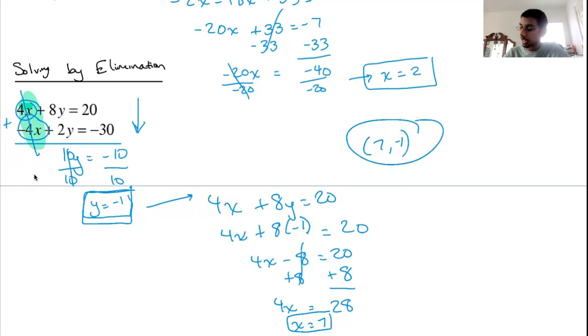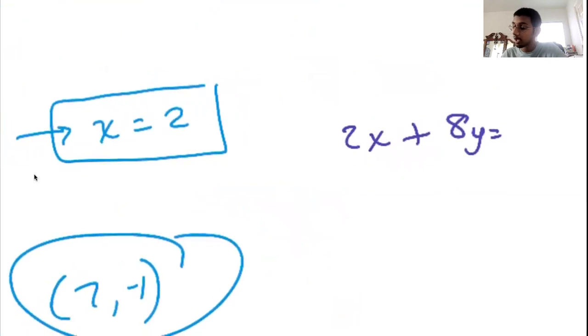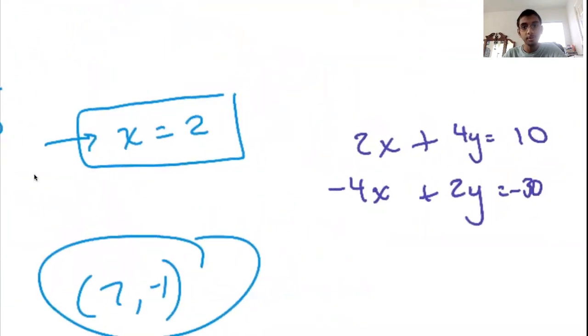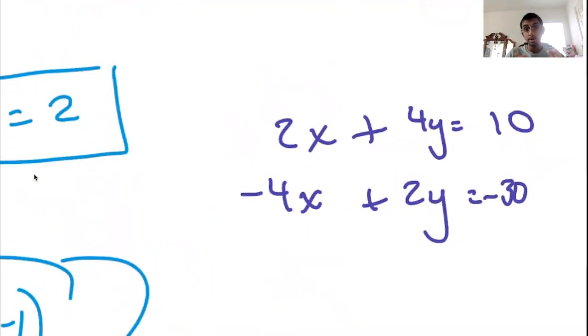out perfectly. So let's say instead of 4x plus 8y is equal to 20, for this first equation, they would give us 2x plus 4y is equal to 10. And then they gave us negative 4x plus 2y is equal to negative 30. So how would I solve this? Because now we want to do the elimination method, but we cannot cancel anything right now.